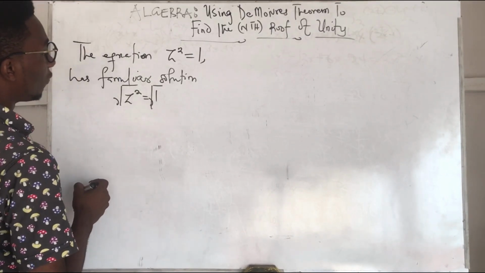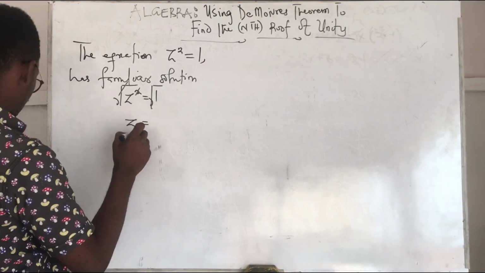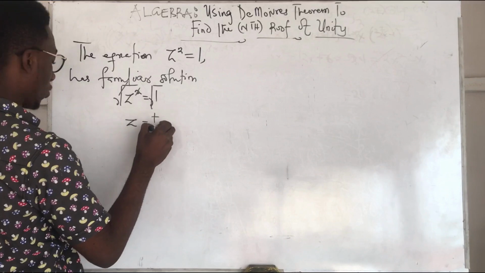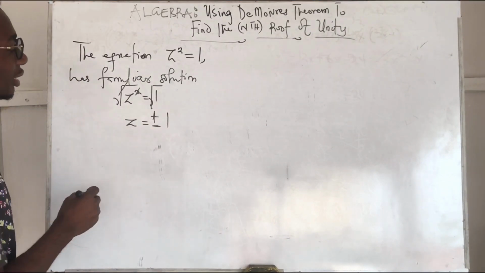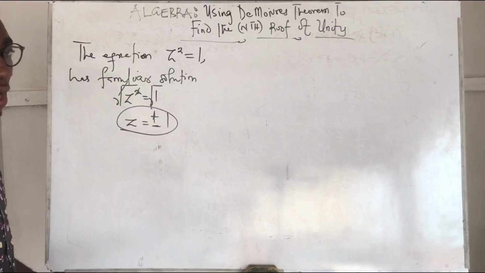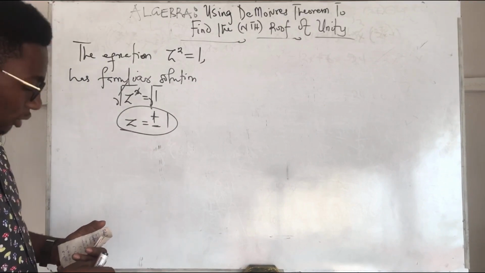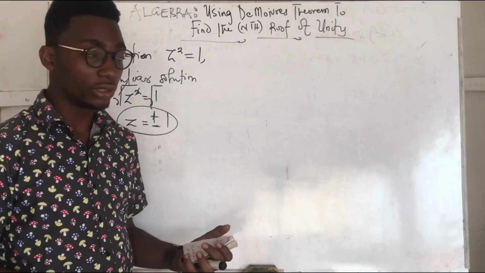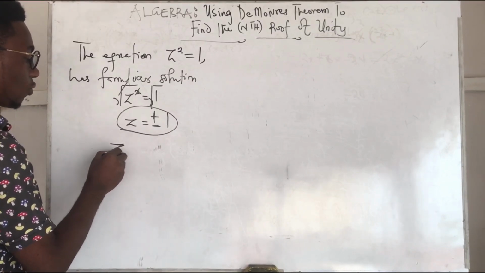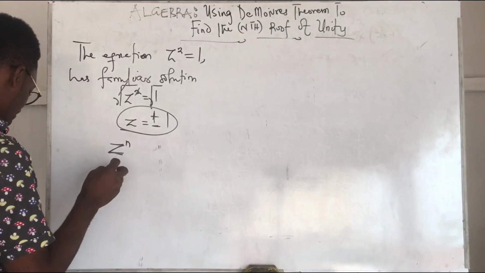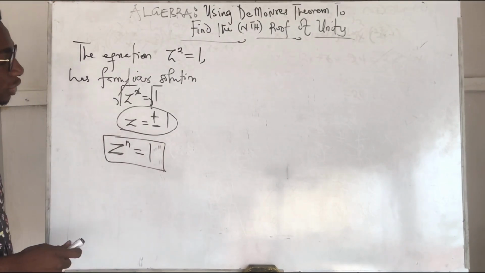When we take the square root of both sides, the square takes the 1 away and we get z equal to plus or negative 1. This is a familiar solution that we all know since the square root came into play. However, we can now solve the general equation, when you have z to the power n equal to 1.